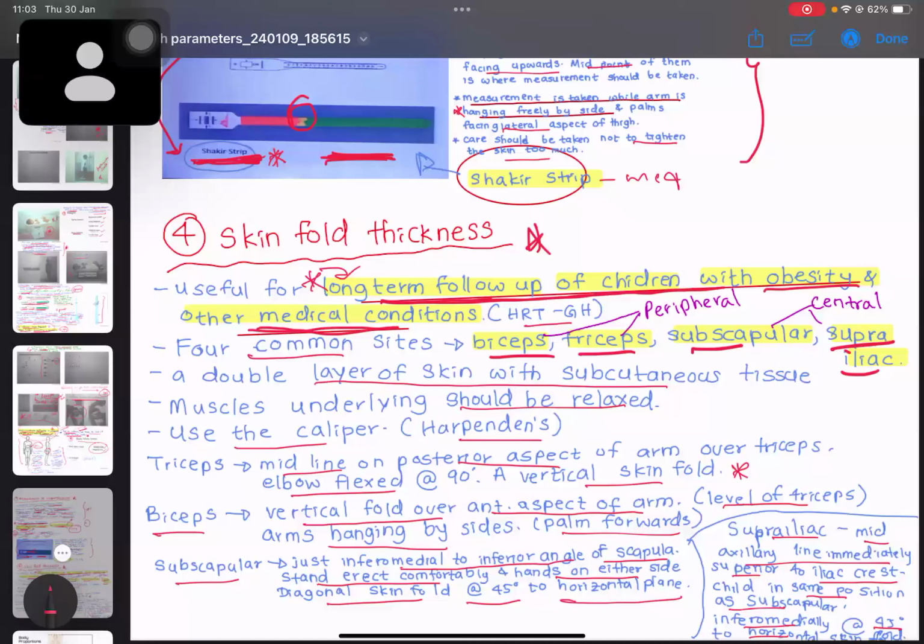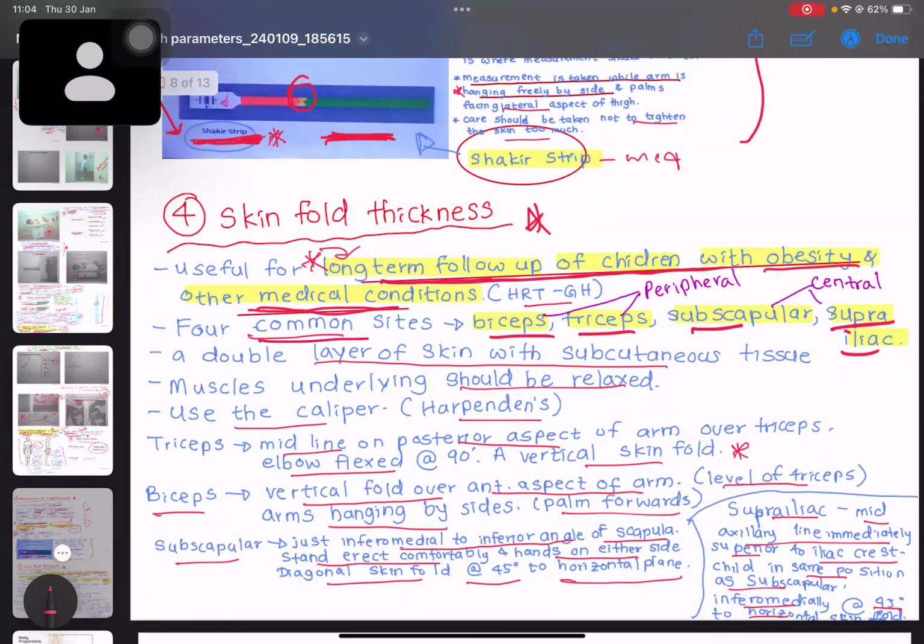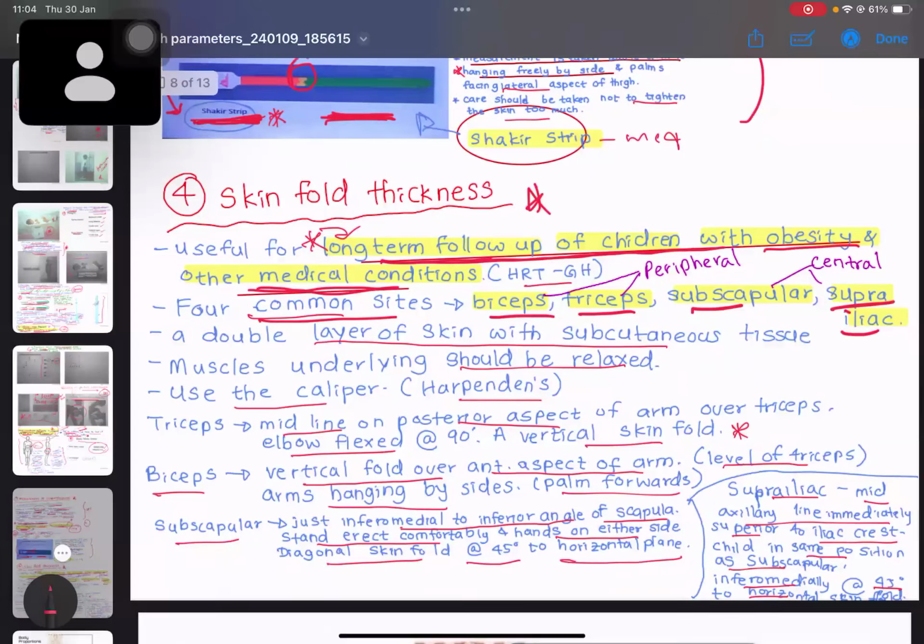Okay, and medical conditions like if there's a hormone deficiency, growth hormone, and if the child is on hormone replacement therapy, we can use skin fold thickness as long-term follow-up for the child. There are 4 common sites where we can measure the skin fold thickness, which can be asked in MCQs: biceps, triceps, subscapular, suprailiac area. These areas are used to measure the skin fold thickness.